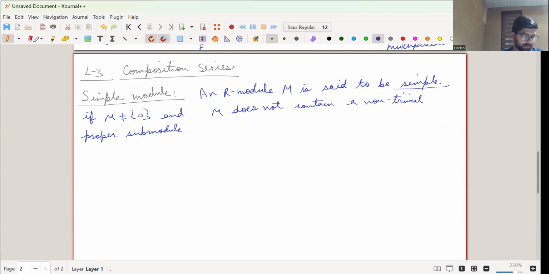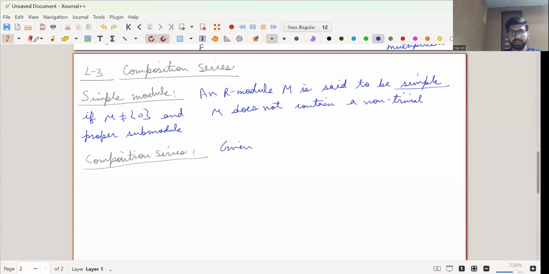Okay. So then, what is a composition series? For composition series, actually, we don't need the definition of simple module, but we will need it later. So I have just defined it. Composition series is defined independent of this terminology.